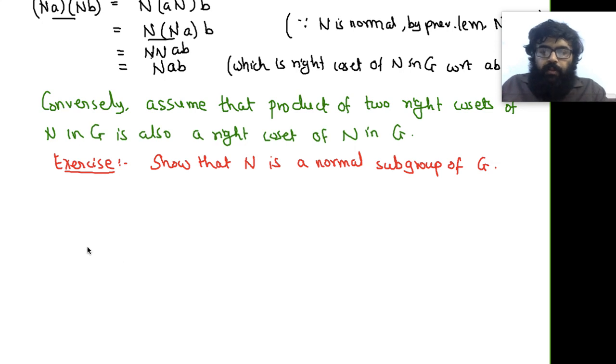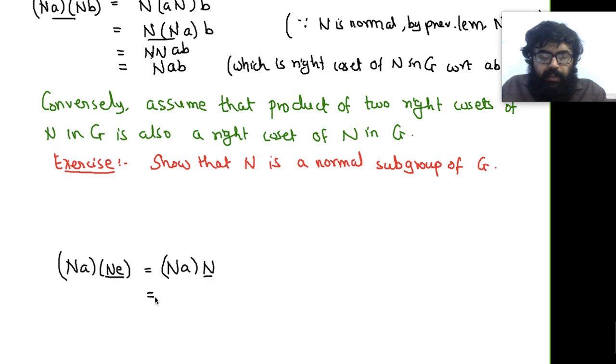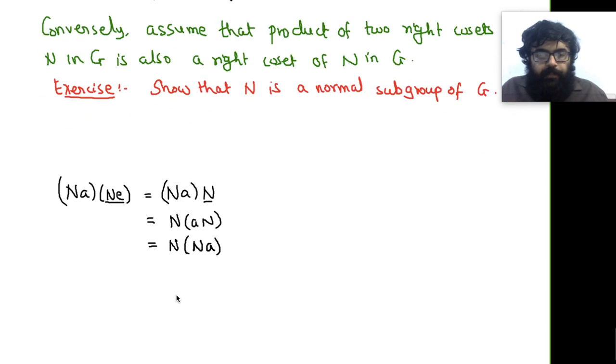So now we can observe some more things. We have already seen that the product of two right cosets is a right coset, and if we take the trivial coset NE, which is nothing but N, and NA, and N is a normal subgroup, then AN will be NA. This we can write as NNA, which is nothing but NA. So then see what we have got here: NA times NE equals NA.